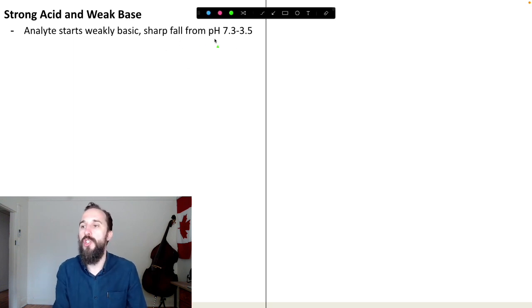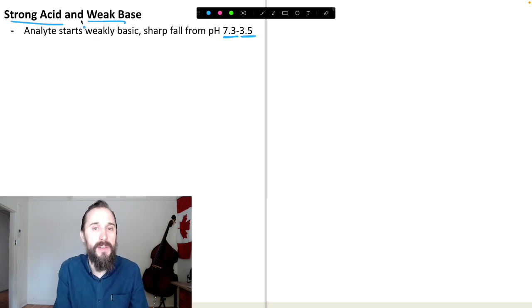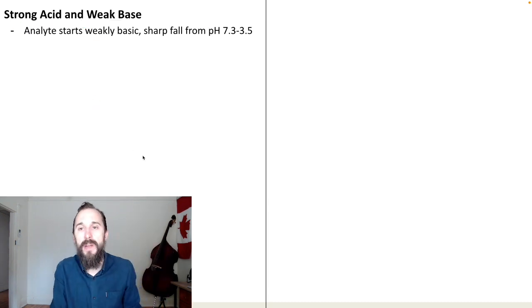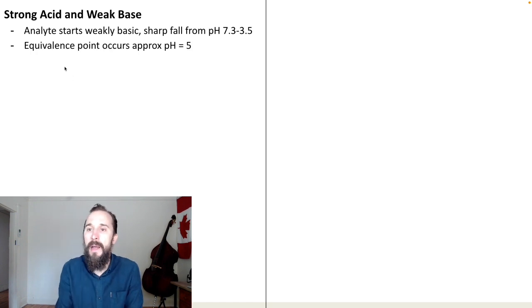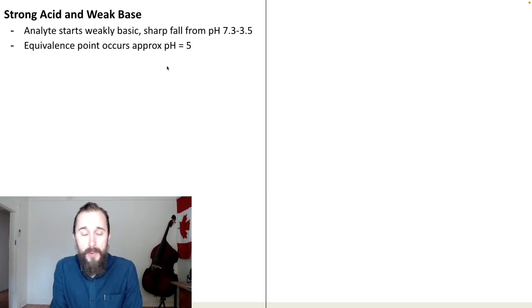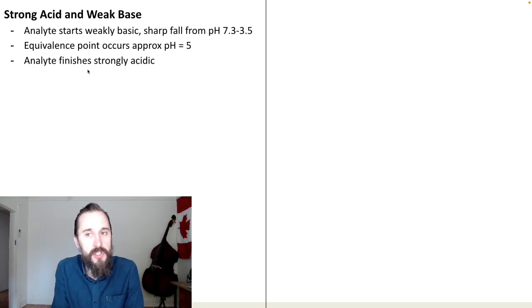And then we're going to have a sharp fall from pH 7.3 to 3.5. So again, we're starting with the weak base, we're adding the strong acid, so we expect it to go from the basic region into the acidic region. I'll tell you the equivalence point occurs approximately at a pH of 5. And the analyte finishes strongly acidic as we add this strong acid.